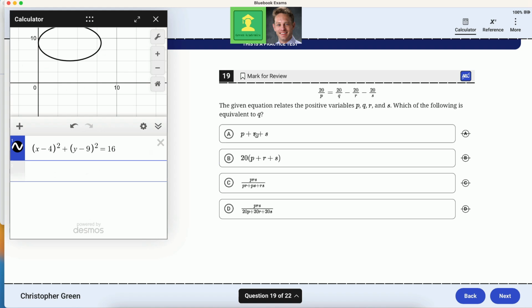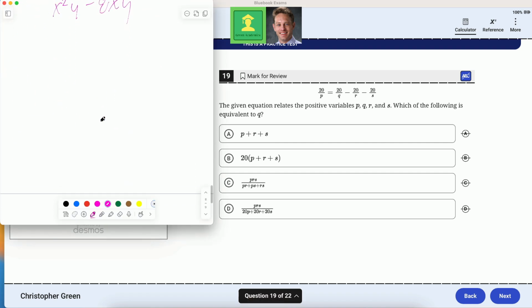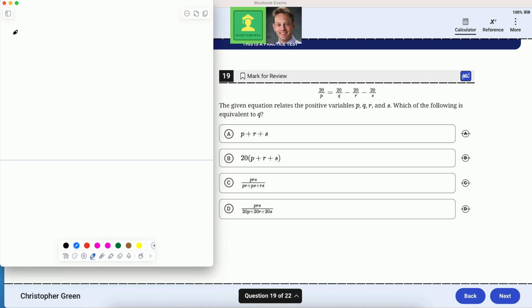Given equation relates the positive variables p, q, r, and s, which of the following is equivalent to q? Well, you actually can solve this algebraically. It's just a really funky set of manipulation. Now that I think about it, it relates closely to the one that we just did in the last question. The common denominator of these fractions is simply the product of all four denominators.